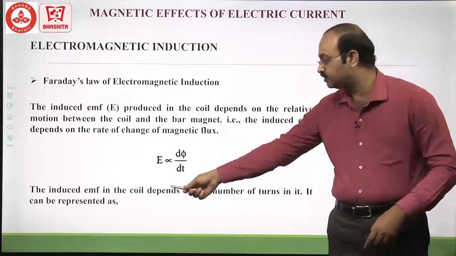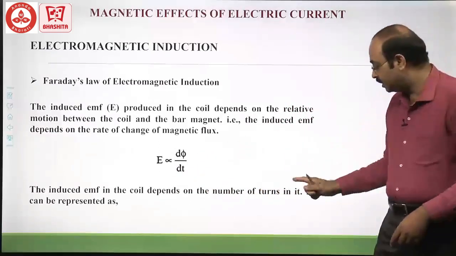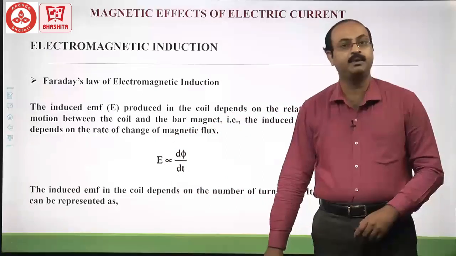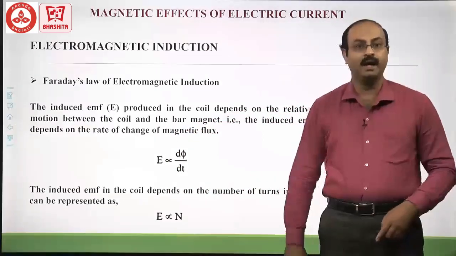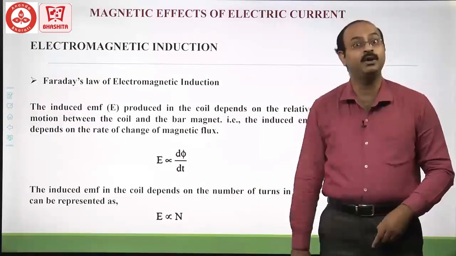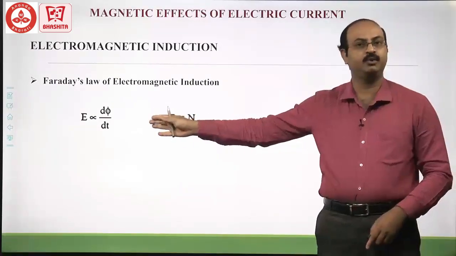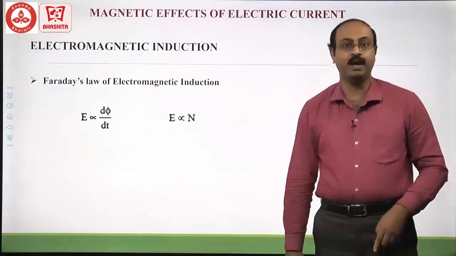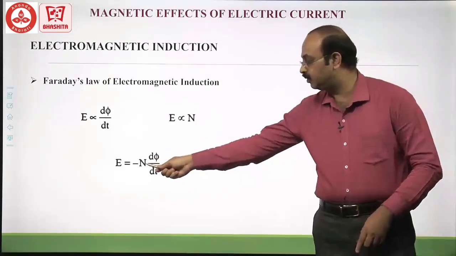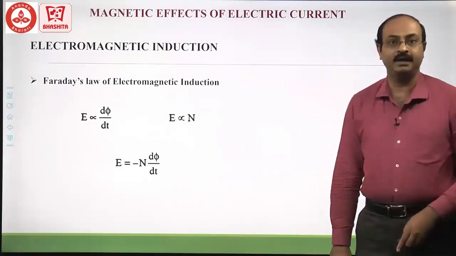At the same time, the induced EMF in the coil depends on the number of turns in it. It can be represented as E proportional to N. The greater the number of turns, the greater will be the induced EMF. Then when you combine these two results, E proportional to dΦ/dt and E proportional to N, you will get E = -N dΦ/dt.